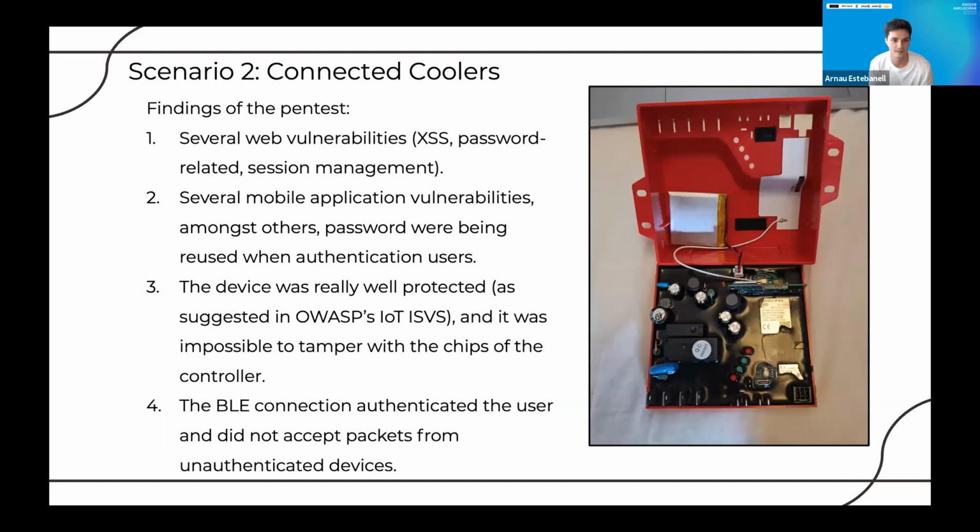So which were, again, the findings, and the idea repeats. Several web vulnerabilities were found. We had XSS, password related ones, session management, and also several mobile application vulnerabilities. But on the other hand, the device was really well protected. It was following one of OWASP's IoT ISVS recommendations, as you can see on the screen.